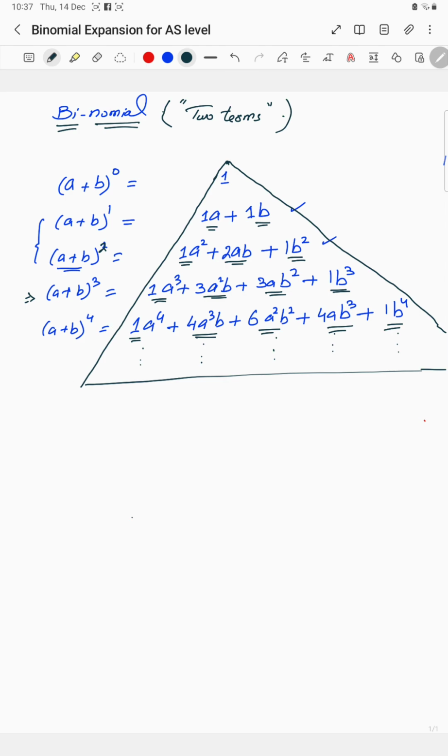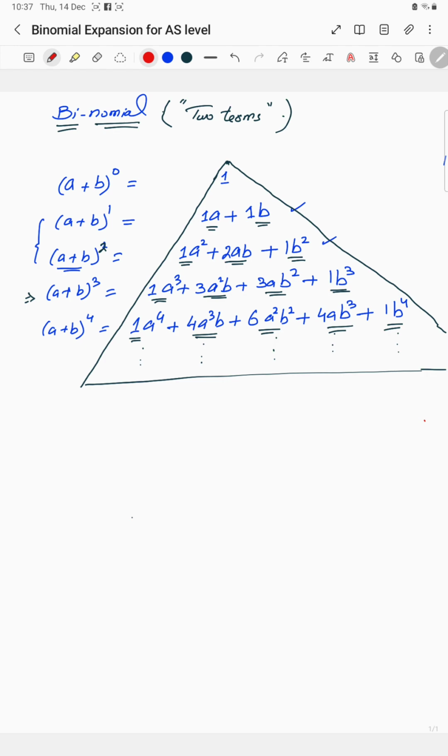If someone asks you the number of terms in the expansion of (a plus b) power 10, you can say the number of terms in the result will be 11, one more than the power, right? One thing is this, how many terms should be in the answer. And second thing, we need to be very careful about the coefficients, the numbers beside the variables a and b.